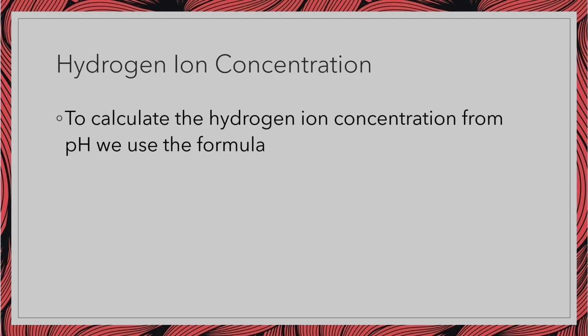Now, to calculate hydrogen ion concentration from pH, we use this formula. So hydrogen ion concentration is 10 to the negative pH. Now, this is one that's not actually found on your formula sheet, so you're going to have to remember it. If you've done logarithms in the past, you should have no issue with it, but I know there's some people that haven't touched on them, so you just have to remember that formula. It's 10 to the power of negative pH.